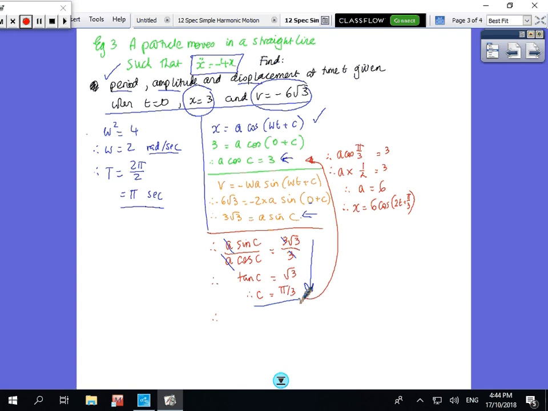And so I end up with, chuck this number back into here. So I've got a cos c, pi on 3, equals 3. Cos of pi on 3 is a half, so a times a half equals 3, and then double both sides, you get a equals 6, and so x is 6 cos 2t plus pi on 3.